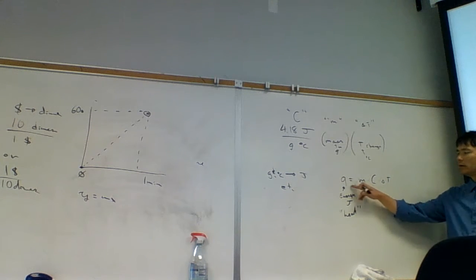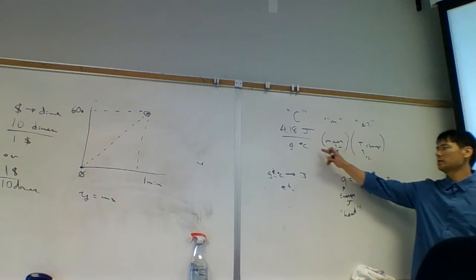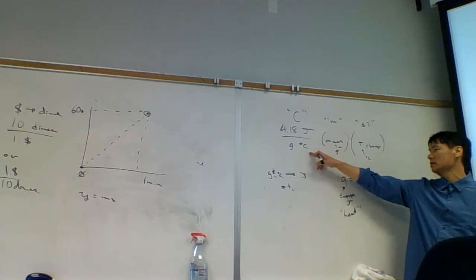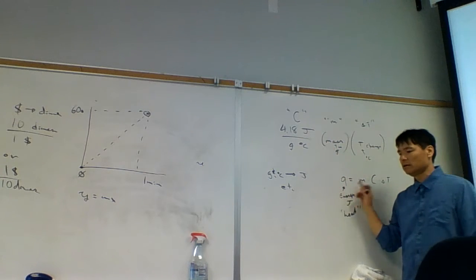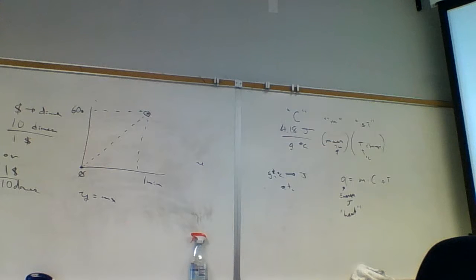A lot of these equations that we use in chemistry and physics come from just canceling out the units. What do we need to cancel out grams? We need the mass. What do we need to cancel out the degrees C? We need this. And what are we left with? We're left with that. So that equation comes from dimensional analysis.